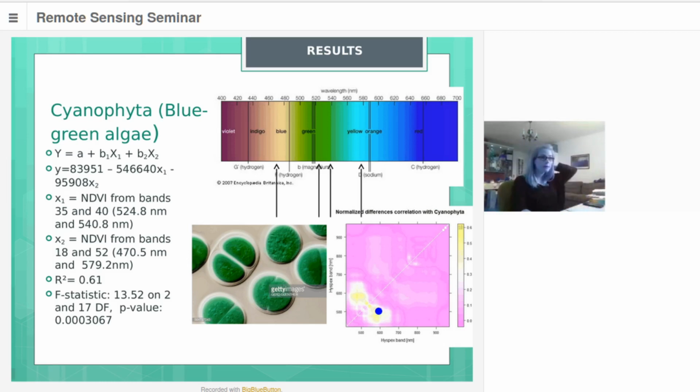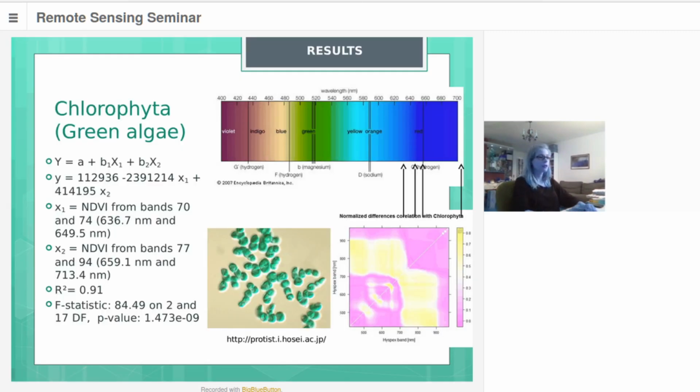Okay, so here on the graph with the blue, you can see the area with the best correlating values. The more intense the color, the higher the correlation. So for the analysis, I use wavelengths from this area. And for the chlorophyta, I also use different bands.